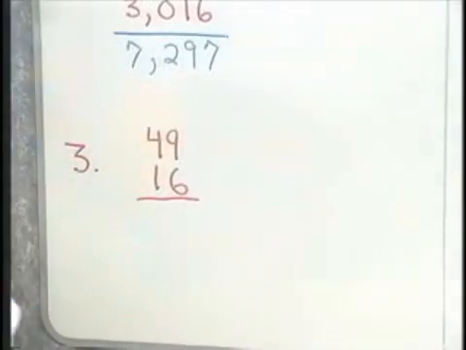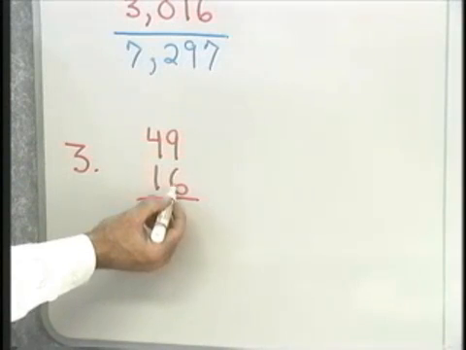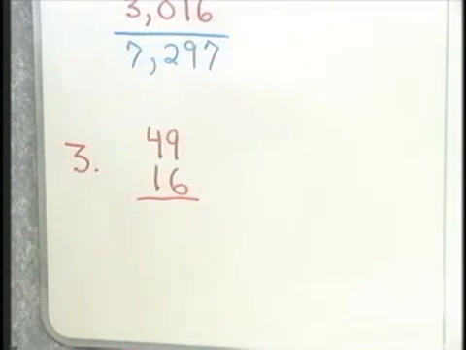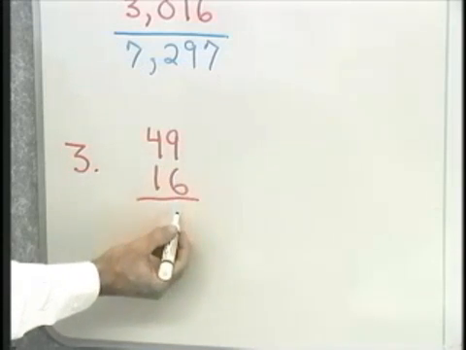Here's our next problem. 49 plus 16. Now, if I do the same thing I did in the previous problem, I'm going to add the two numbers in the ones column. 9 plus 6 is 15. I don't want to write 15 right here. I'm going to have to do what's called carrying.